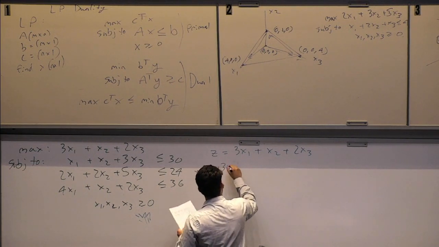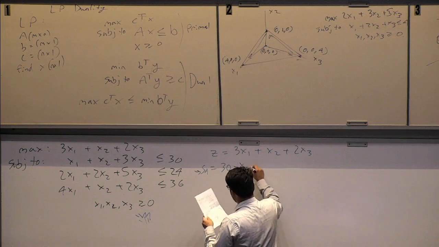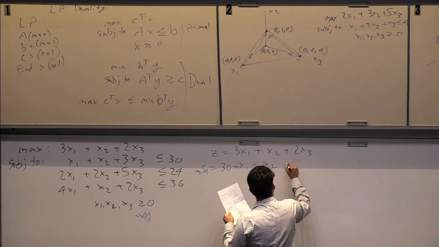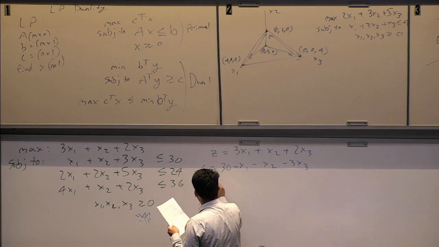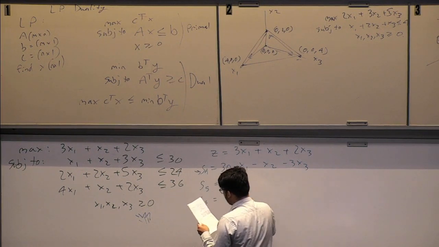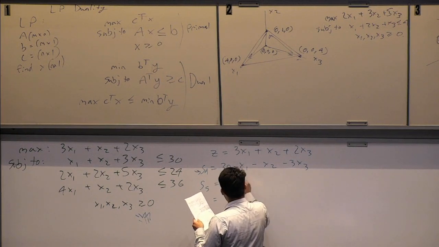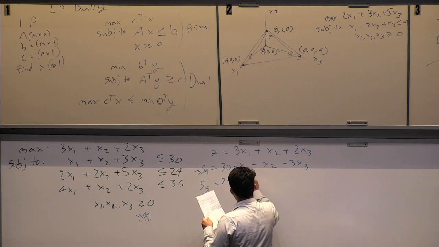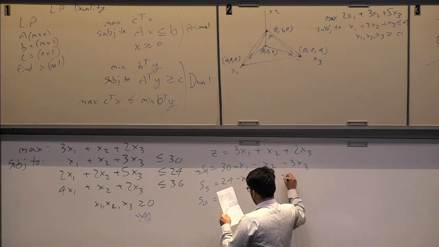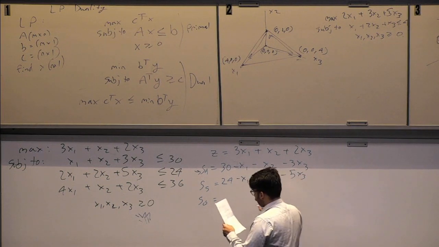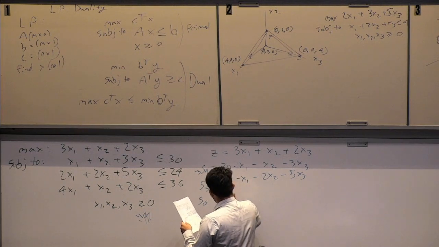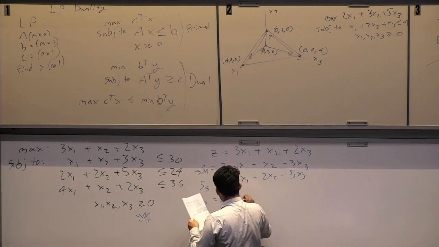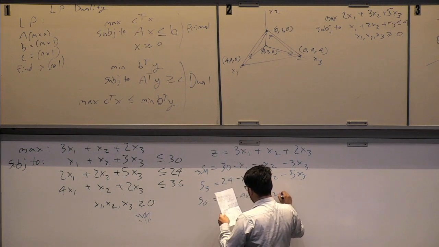30 minus x1 minus x2 minus 3x3. S5 and S6 are going to be the slack variables for the second and third equations, respectively. This is going to be 24 minus 2x1 minus 2x2 minus 5x3. And then S6 is going to be 36 minus 4x1 minus x2 minus 2x3.